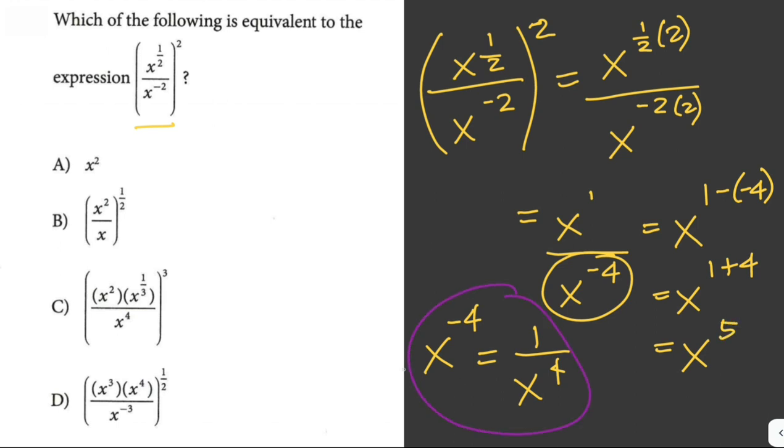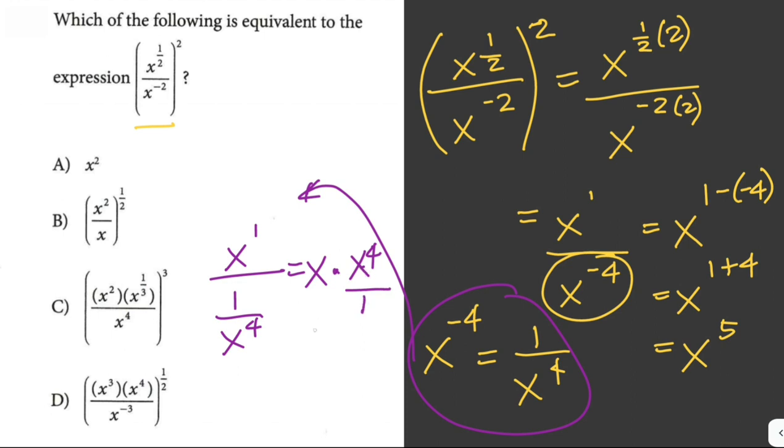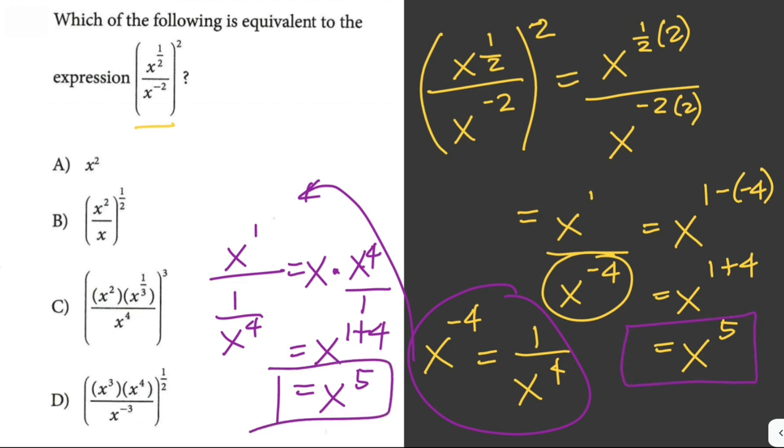And for this one here, we can write this as x to the 1, or x over 1 over x to the 4th, which is just equal to x times x to the 4th over 1. And when we multiply expressions or terms with the same base, we just have to add the exponents. So this is x to the power of 1 plus 4, and then we have x to the 5th. So we get the same answer, x to the 5th.